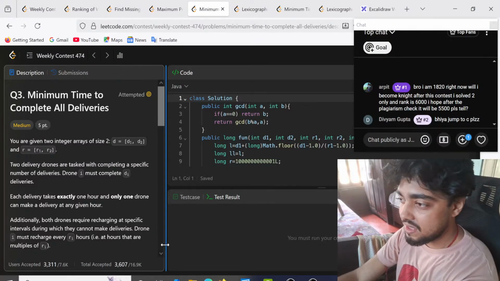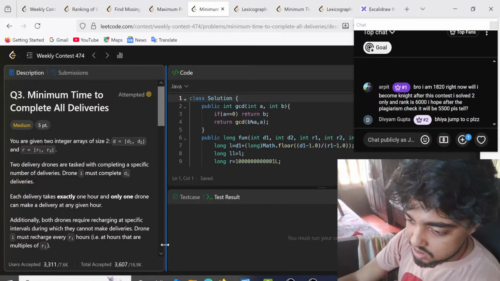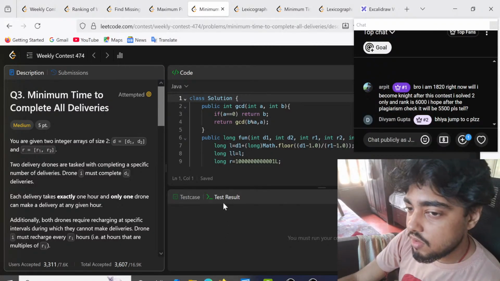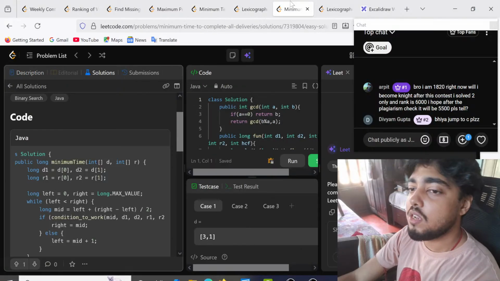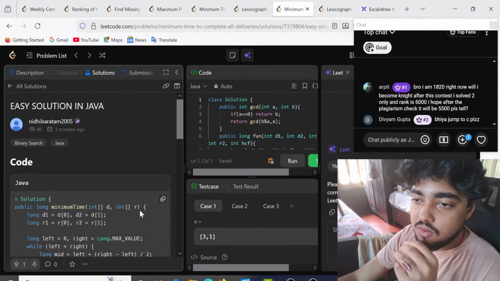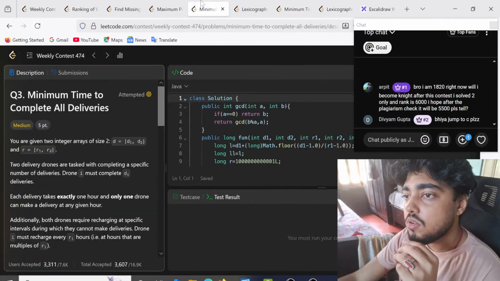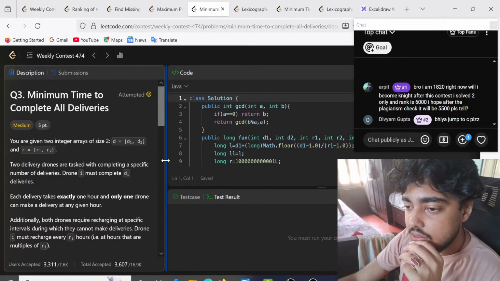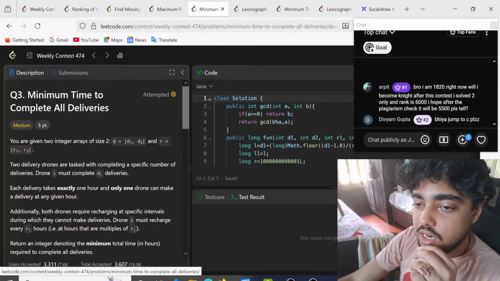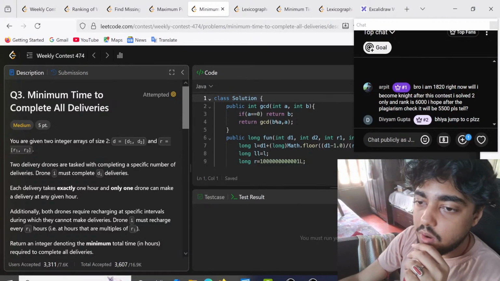People are asking to jump to C directly. C is a very good question. I have the solution handy, a solution which aligns best with what I was trying to do. So I'll discuss the question first. The third question is minimum time to complete all deliveries.